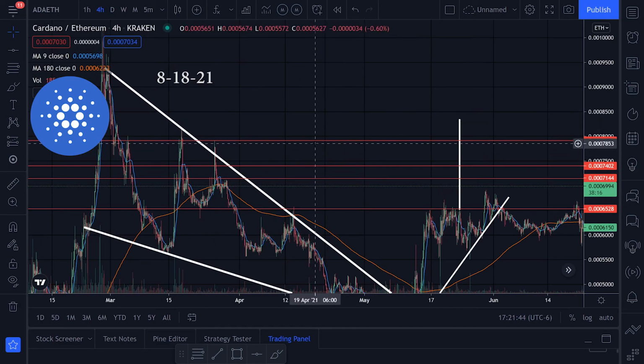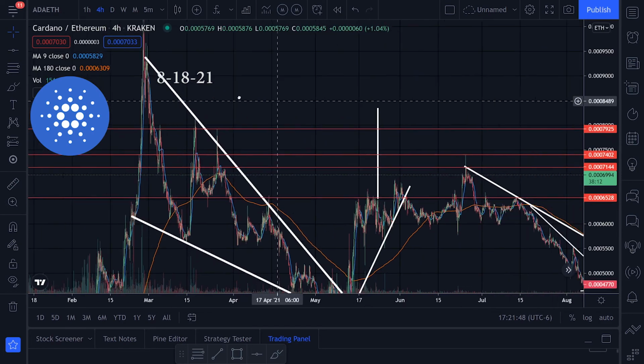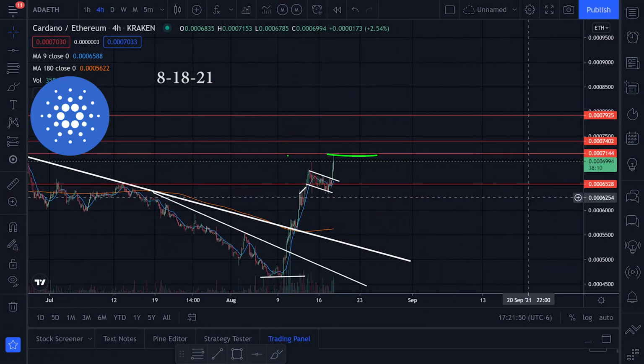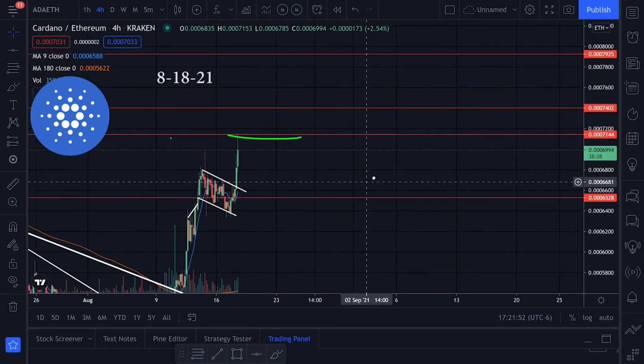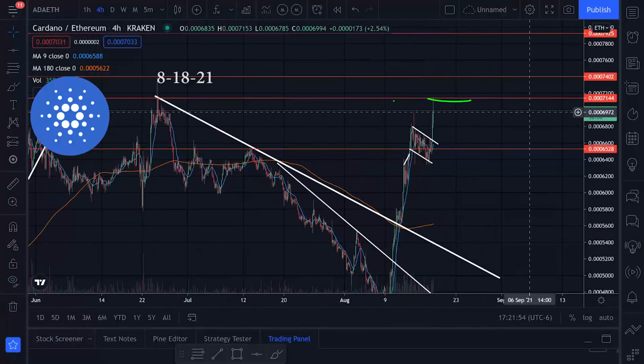And so yeah, you could drag that up and down, use the horizontal lines, something like that in TradingView. That's one cool thing I like to use in TradingView. And so yeah, let's see if we could continue this upward momentum.